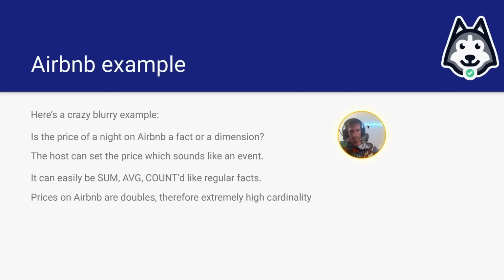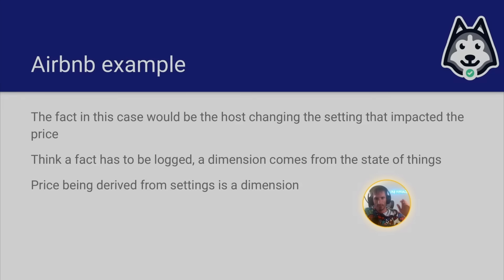So that's one thing to think about. Or you can average it, you can count it. Prices are doubles, and it's rare for a double or a decimal number to be a dimension. But what's interesting is that it kind of is a dimension, because it's the attribute of the night. It's just the price of that night. It's a state, right? So let's go to the next slide.